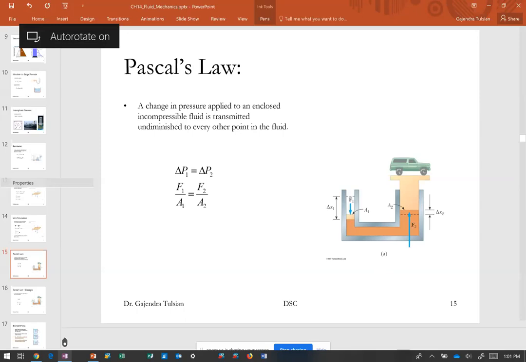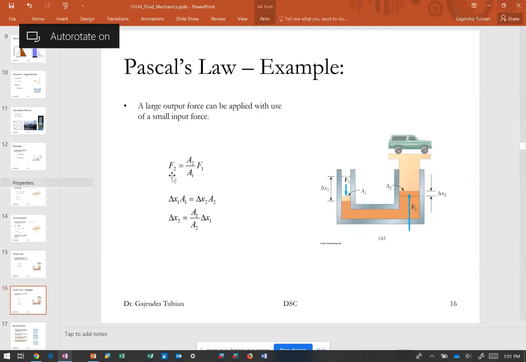So the question is, what is the price you pay? Well, the price you pay is the following. If you move this 1 centimeter, you have to move the other 100 centimeters in that example. Okay, so that's the price you pay. But anyway, so Pascal's law is a change in the pressure applied anywhere to a closed fluid is transmitted undiminished. So that change will be the same everywhere. So the change in pressure applied to an enclosed fluid is transmitted undiminished to every point in the fluid.